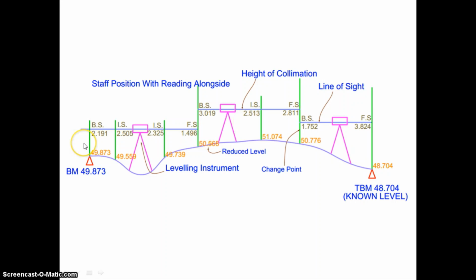Secondly, you have to also calculate the height of instrument. We will discuss it also. So here you can see the benchmark is given as 49.873. If you add this value to this particular backside value 2.191, you will get your new height of instrument. And once you get your new height of instrument, if you want to calculate the RL of all the points where you put the staff already, you have to deduct the IS value from the height of instrument, and you will get the RL of that particular point.